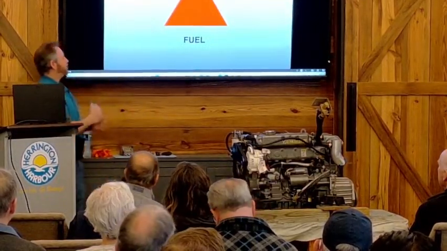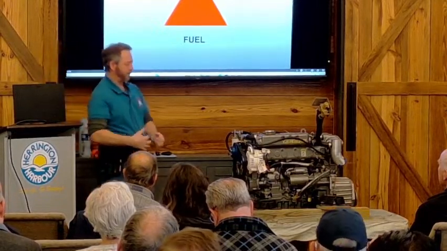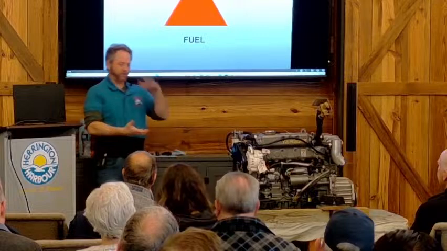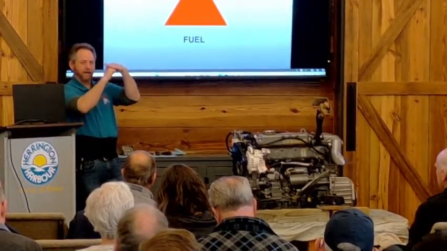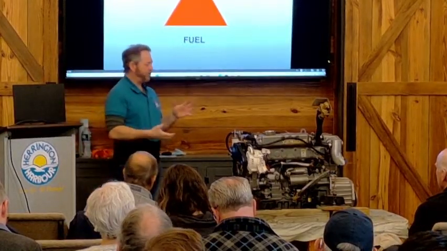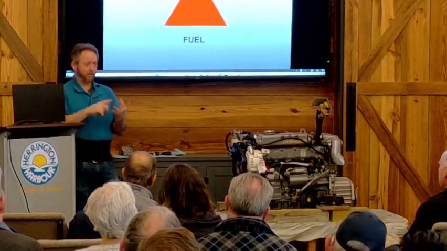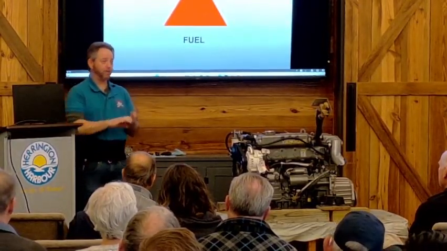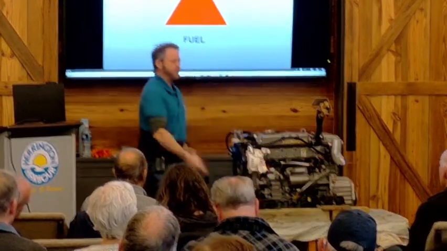All right, the heat side of the triangle: we get heat through compression of air. So we have a sealed cylinder. The piston comes up and compresses all that air, which creates the heat. And we need to compress that air quickly, which means we have to have good battery cable connections and a good starter motor. We need this engine spinning quickly.